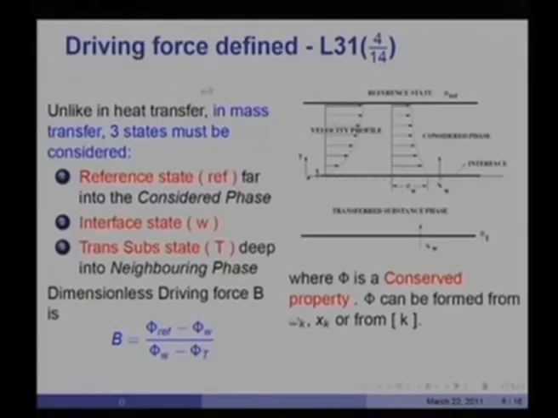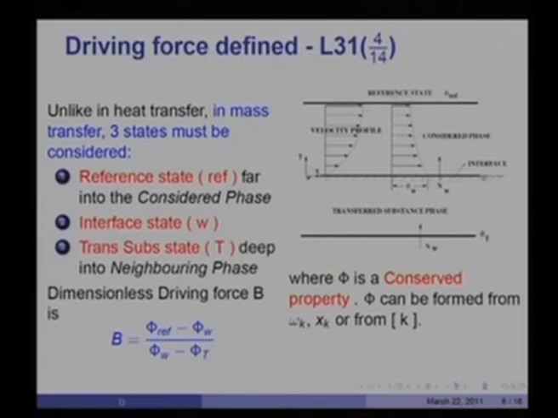Let us define driving force. Now, unlike in heat transfer, in mass transfer we always refer to 3 states. The first we will call the reference state far into the considered phase, which is like the infinity state that we have already defined. We know where the gradients of any quantity in the direction y are 0. So, likewise velocity gradients are 0, any quantity, temperature or omega k are all 0 in this infinity or reference state.